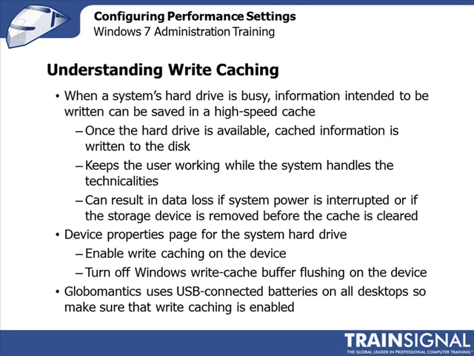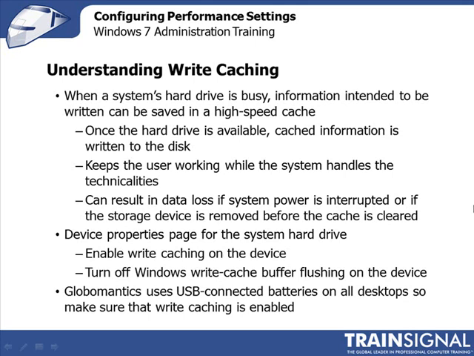Now the other thing you can do is use write caching on USB drives that you connect to the system. So if you have one of those little flash drives that you get at Walmart or someplace, you can enable write caching on that device as well. Global Mantic does use USB connected batteries on all hard drives, on all desktops. So you want to make sure that write caching is enabled for the desktop image that you're working with for Global Mantic. Now to demonstrate this particular issue, I'm not going to use the Global Mantic machine because the virtual machine doesn't have the right settings for the hard drive.